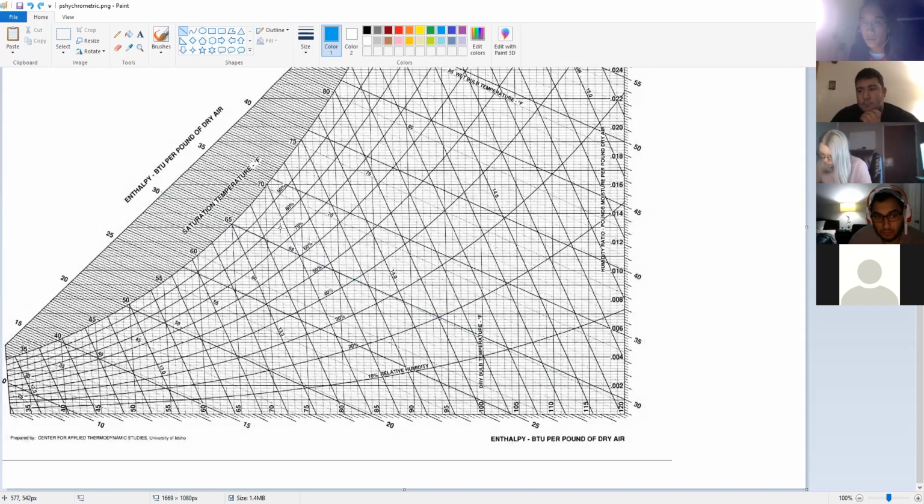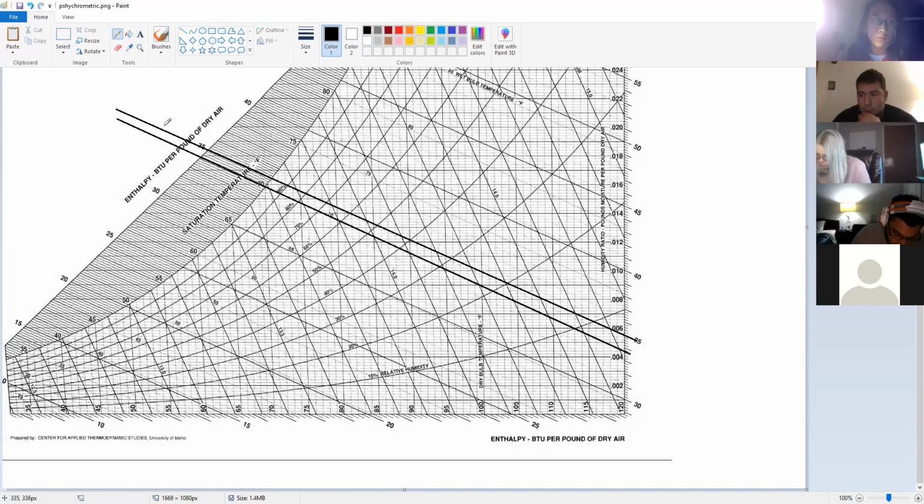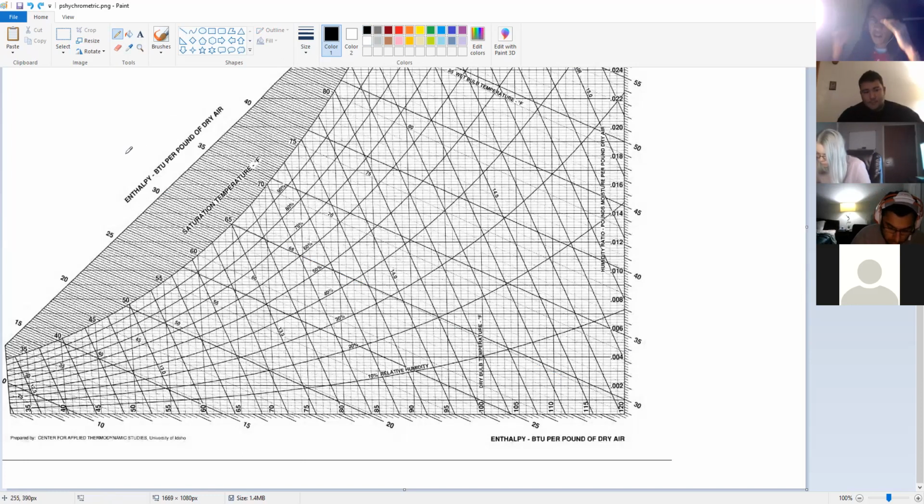We all good? So that enthalpy line has pretty much the same slope as the wet bulb temperature. Enthalpy, wet bulb. All right. Hopefully y'all understood it slightly better today.